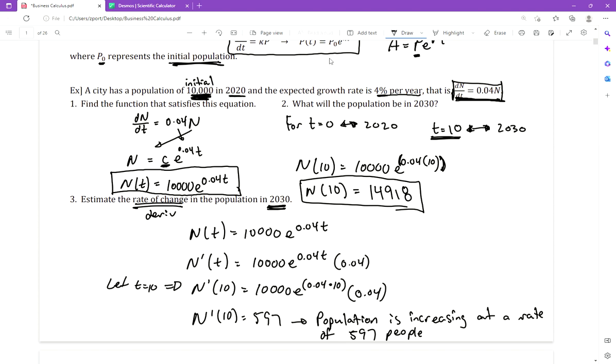Okay, so it says a city has a population. They didn't say people, but let's assume that, right? So population is increasing at a rate of 597 people per year at the year 2030. I was going to say year 10, but that really means 10 years from 2020, so let's just say 2030. Okay, so that's what that means if they need us to interpret the results.